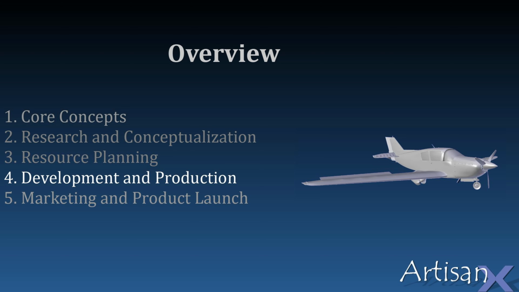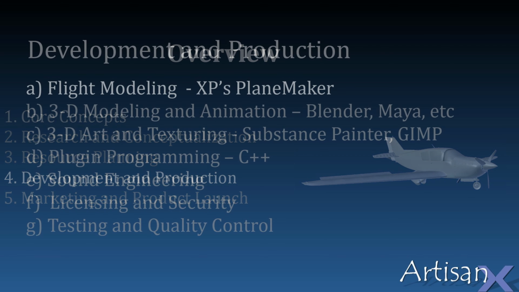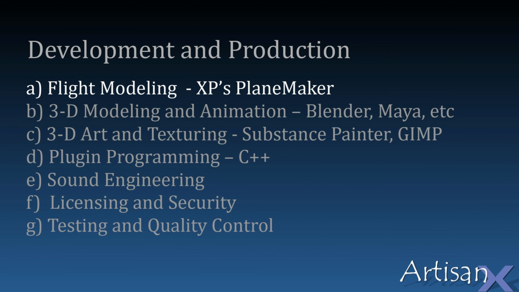Now, let's dive into today's topic. Development and production. As you can see, this is the heart of aircraft development and is comprised of a number of steps. Briefly going through them, we're going to make a flight model using X-Plane's Plane Maker. Then we'll turn our focus to 3D modeling and animation using Blender. And then we'll put some art and texturing on those models using Substance Painter and GIMP.